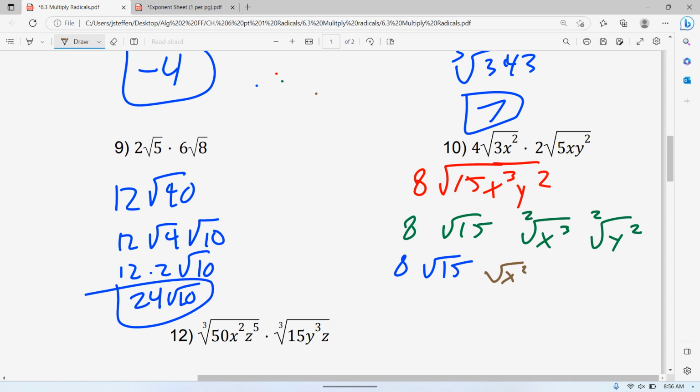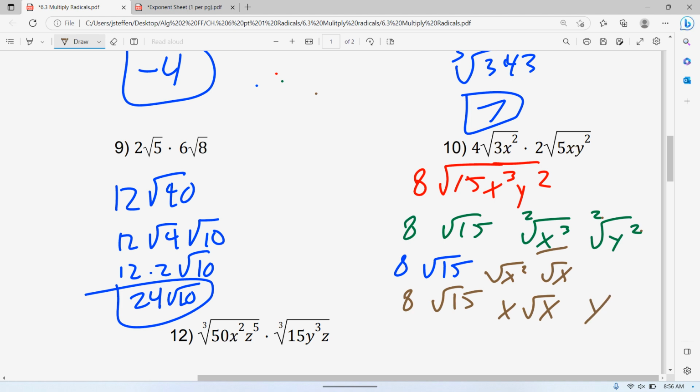Remember, if I have 2 x's there, I need 1 extra x to make the 3. Then the square root of x squared is just x, so I have x root x. Again, if you want to put the 8 and the 15, I always like to put those on the same line. Then the square root of y squared, 2 divided by 2 is 1, so that just ends up being y.